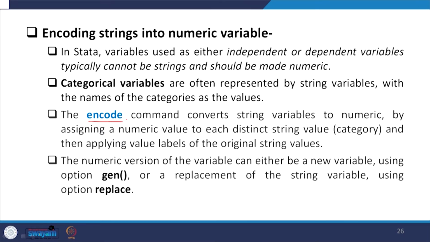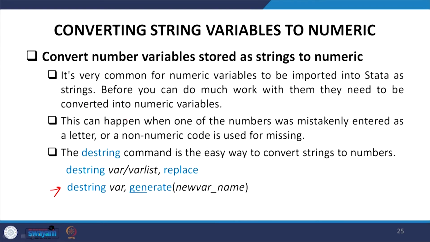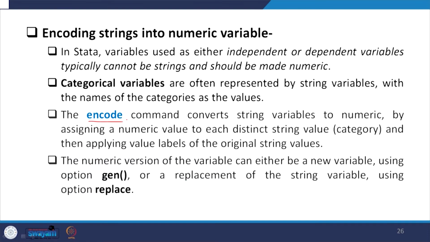Okay. Once it has converted to a numeric value, we can then apply the label for our own convenience, based on the given variable description in the original data. So, once the label is defined, we can also see it in our converted data. All right. The numeric version of the variable can either be a new variable, using an option like the way we did with generate, then the new variable name within brackets, or a replacement, using the replace option, as we did in the last slide. Likewise, you can do this for the string variable using the option replace. Okay.